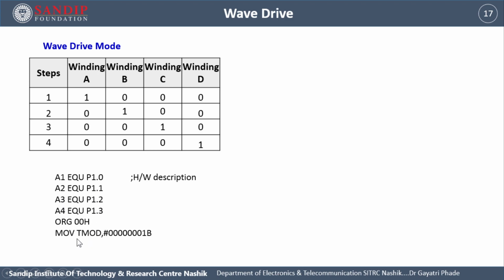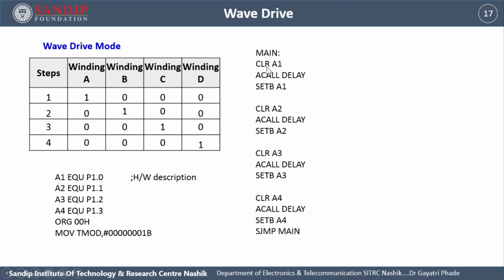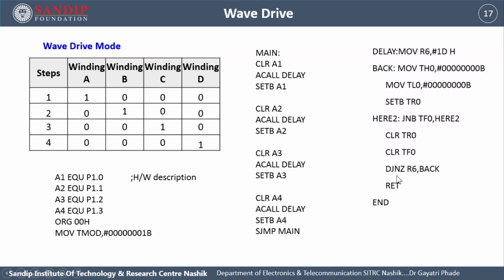Starting with the TMOD register, timer 0 in mode 1 is selected. This we are going to use for generating a delay for the stepping. So in this way we are making the particular windings high one by one. CLR A1, call delay, SETB A1. So we are energizing these coils one by one, A1, A2, A3, A4, and in between we are calling the delay to settle down. Here is the delay routine.